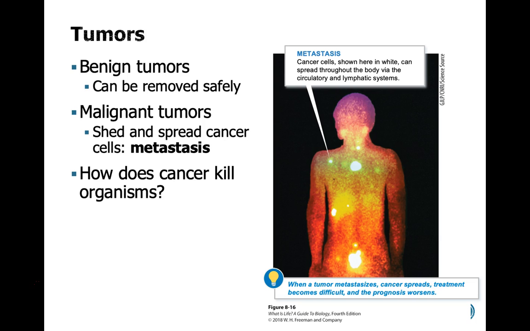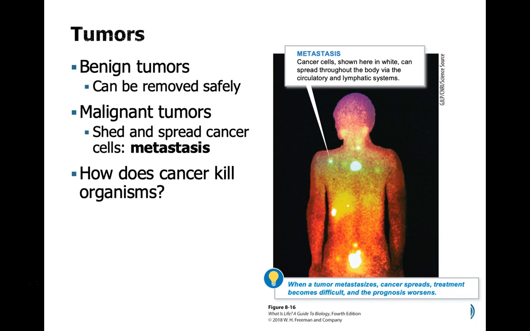So let's talk about tumors just a little bit. Sometimes cancer develops into what is called a benign tumor. This is a tumor that can be removed safely. Pieces aren't going to break off, and they don't really have any lasting consequences. Sometimes tumors are removed early enough so that they don't become a problem. Other cancers just form benign tumors and they can be removed safely.